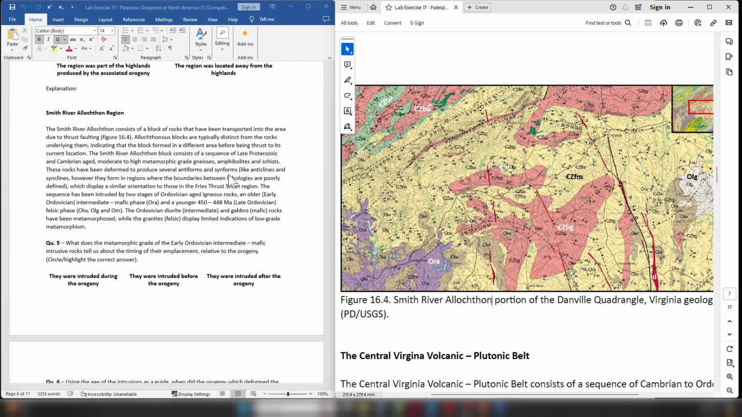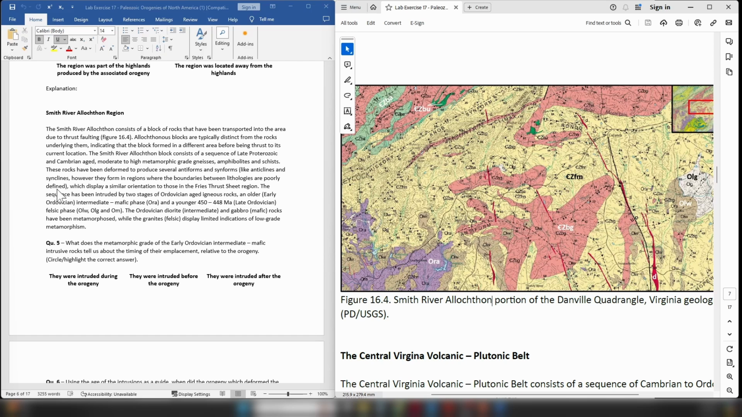So this is probably a term you haven't heard before. So antiforms and synforms are like anticlines and synclines. However, they form in regions where the boundaries between lithologies are poorly defined. So when you actually look at the rocks, you can see that there is an anticline-like deformation to an area of rock, and you can see that there is a syncline-like deformation to an area of rock.